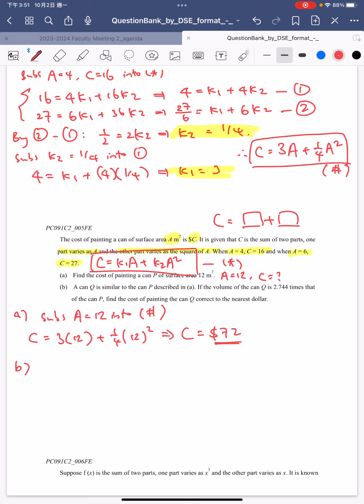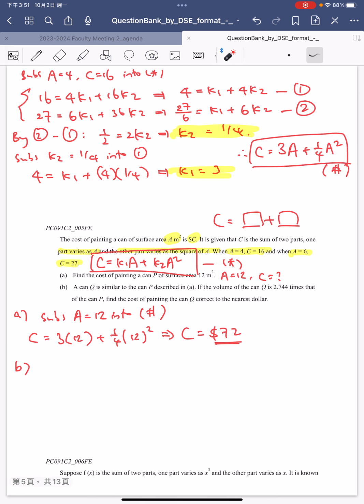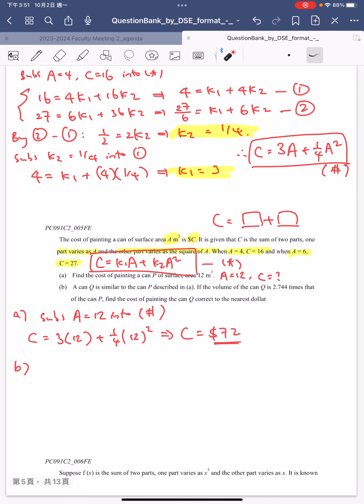For question B, again, it's a similar question to the last one that we have done. You need to understand these two formulas to be used here. Can Q is similar to can P described in A, if the volume is 2.744 times that of can P. You need to find out the cost. So now we have the volume is equal to 2.744 times.